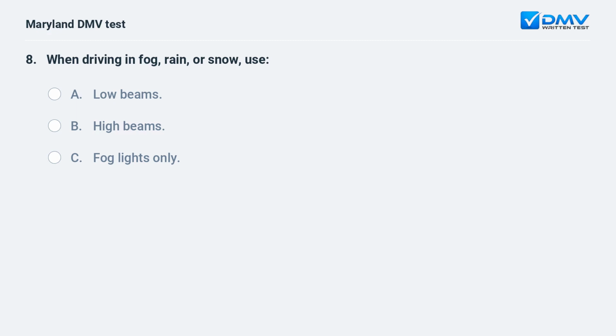When driving in fog, rain, or snow, use A. low beams. B. high beams. C. fog lights only.